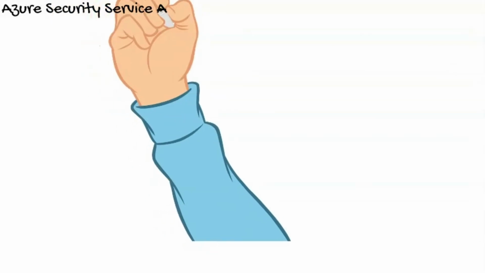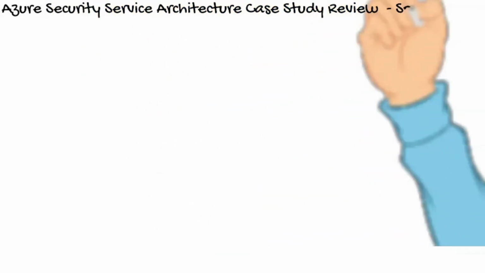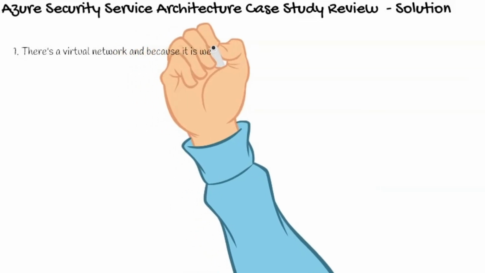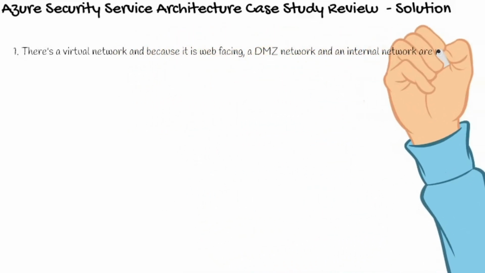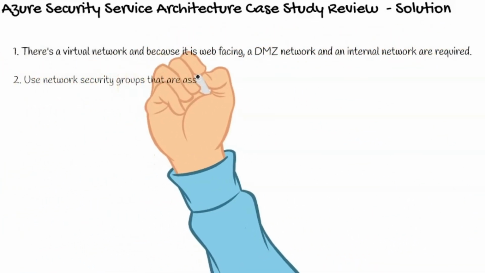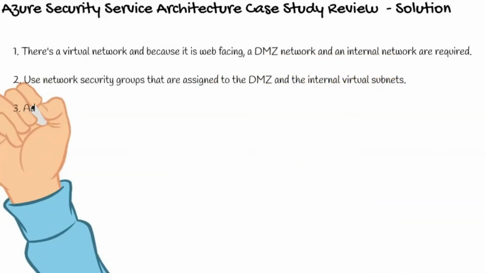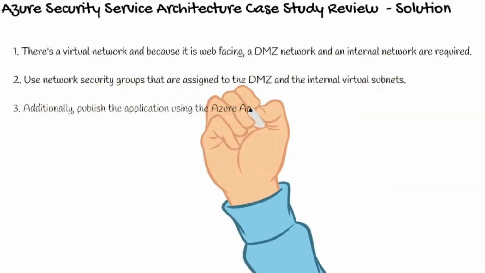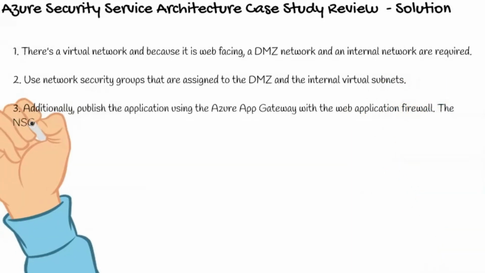Solutions John suggests them to use: a virtual network, and because it is web-facing, a DMZ network and an internal network are required. Use network security groups that are assigned to the DMZ and the internal virtual subnets that say the DMZ network can talk on particular ports to the internal network.